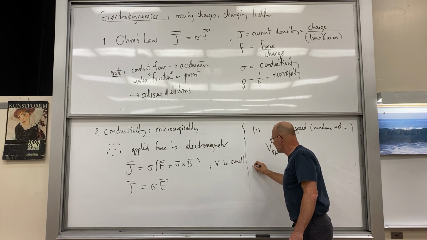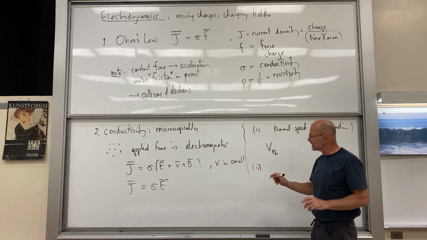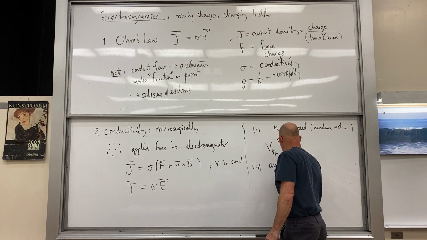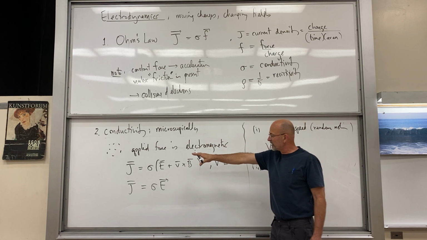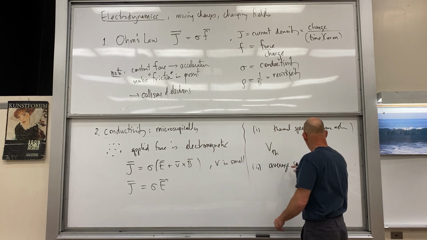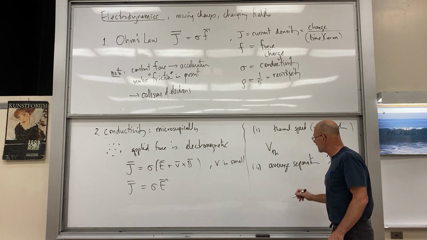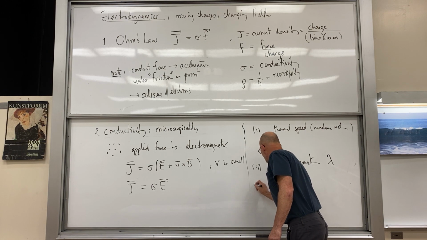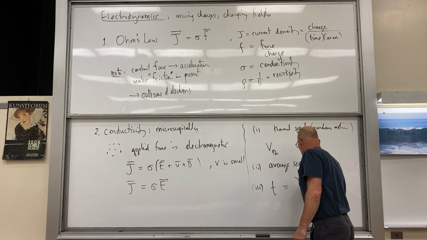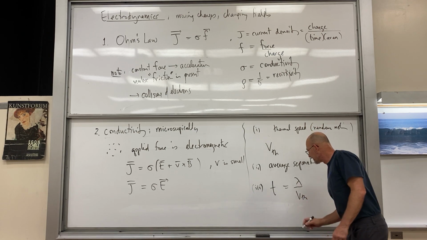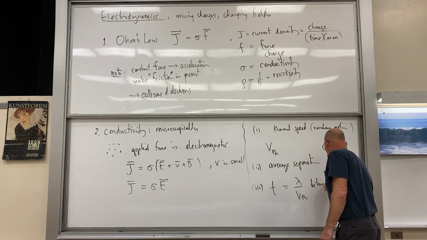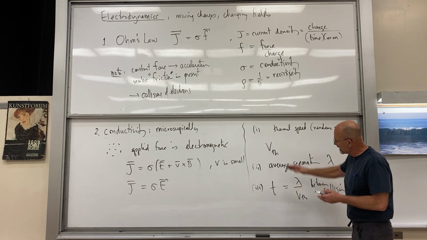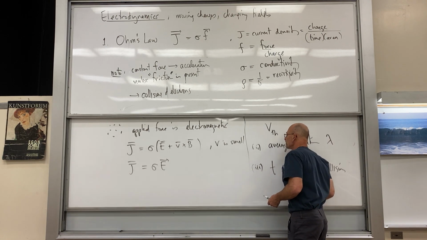And then we'll assume there is an average separation distance. Average separation of these atoms, of these charges, of these electrons, average separation lambda, and that gives us time. We take a length divided by a speed, and that gives us a time between collisions. We're going to keep this list going here, this construction.